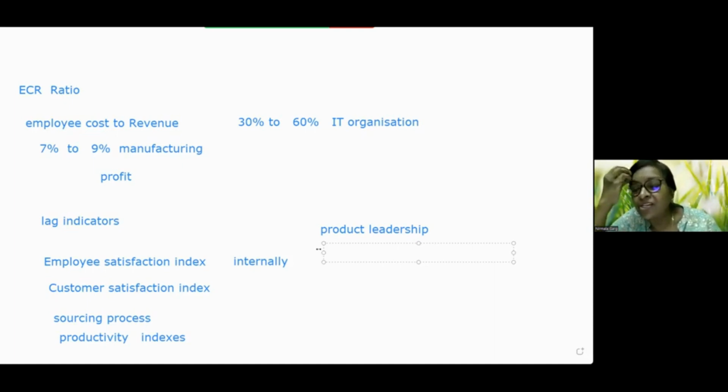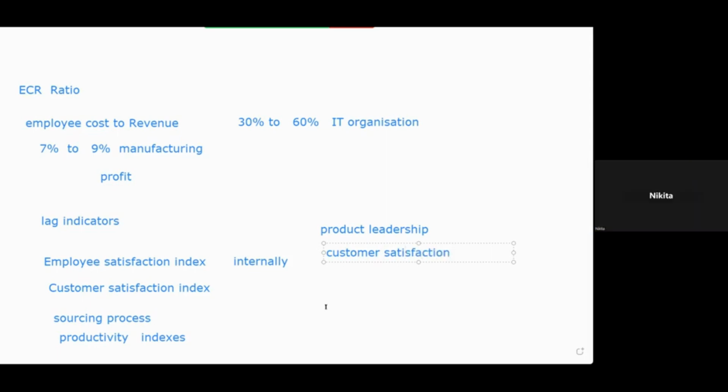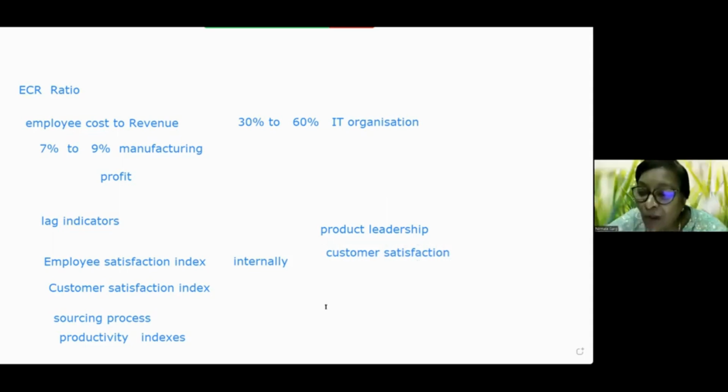So if you are in a product leadership company, what will be very, very key? One of the benchmarking things, what would you like to do? Customer satisfaction and product quality. Customer needs. That is, of course, customer satisfaction. One more thing, very important: innovation. You said innovation, you are very close there.